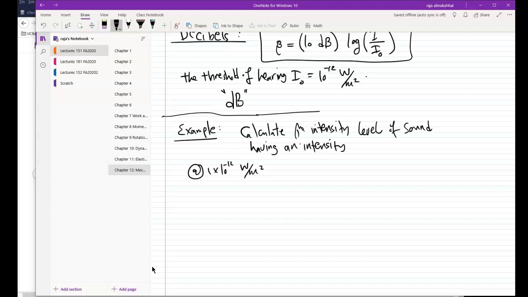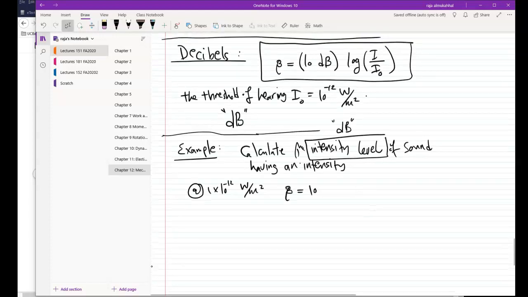When we read the term intensity level, we really mean decibels. So how do we do it? We know the formula: beta is equal to 10, and you can write decibel, but it's not necessary. If you don't want to write it down, that's okay. It doesn't affect the calculation, just a reminder that this number 10 is in decibels. So beta equals 10 log I over I naught.